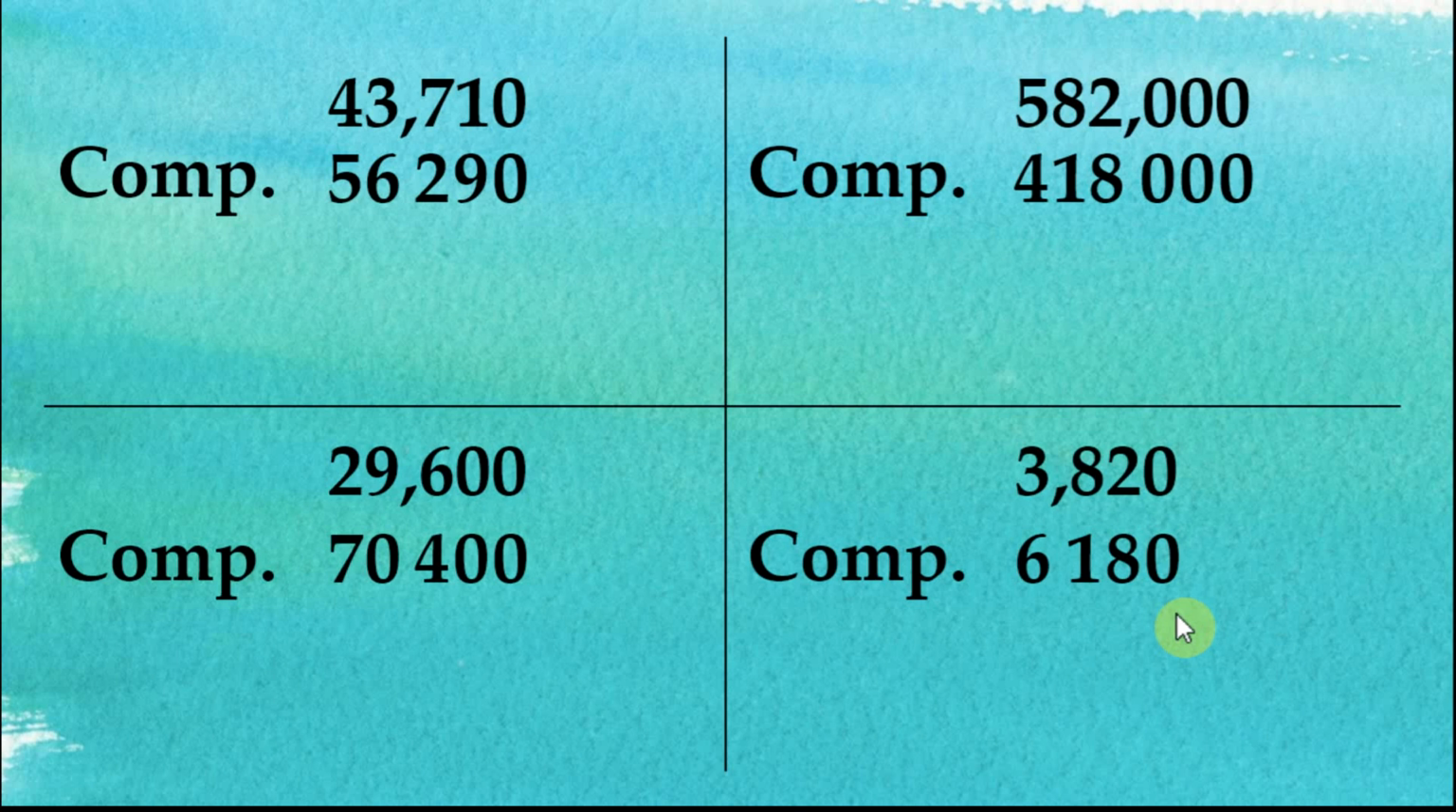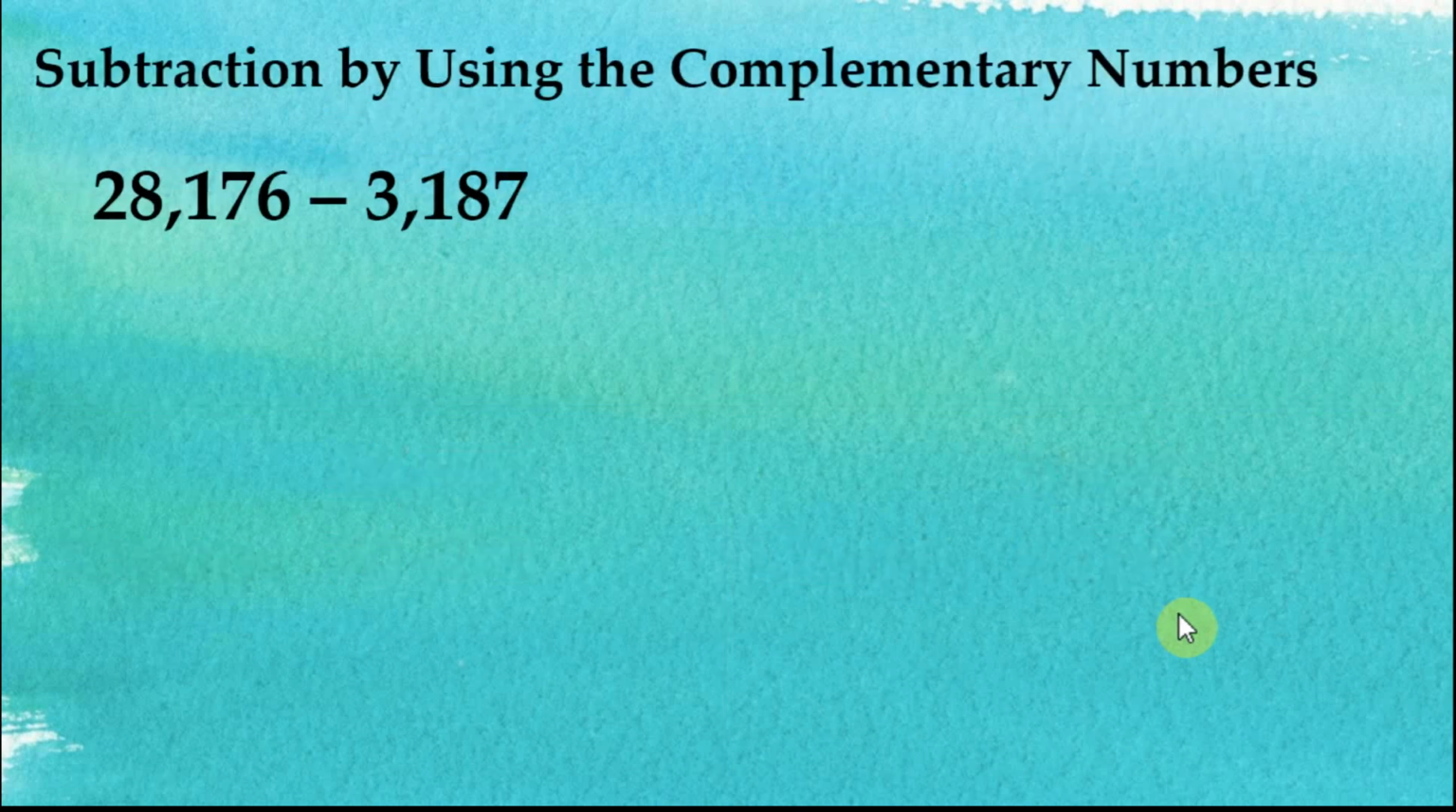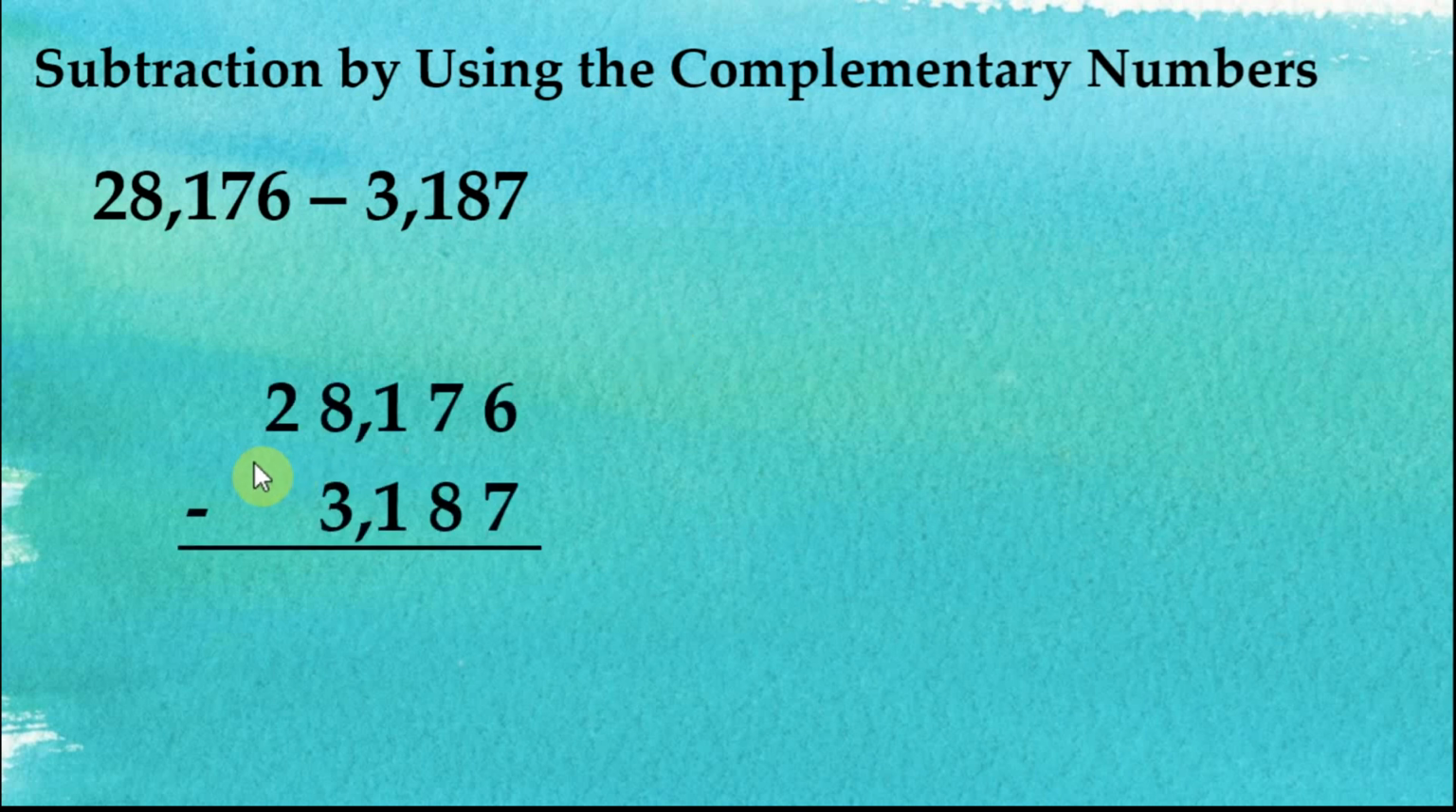Complementary numbers are very useful in fast arithmetic. Here I'm going to show you one example of the use of complementary numbers in calculations. Let's say we would like to subtract 3,187 from 28,176. And the normal way for this calculation is we write 28,176 and then subtract 3,187.